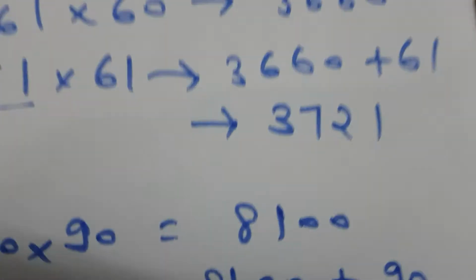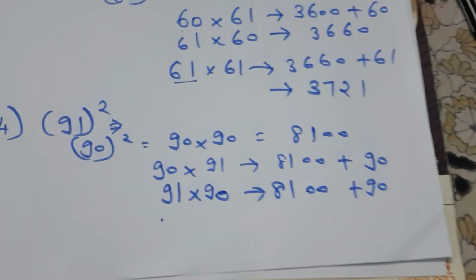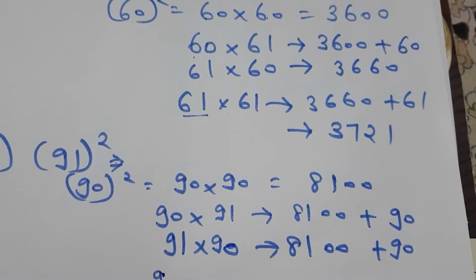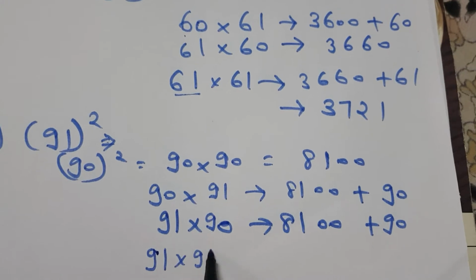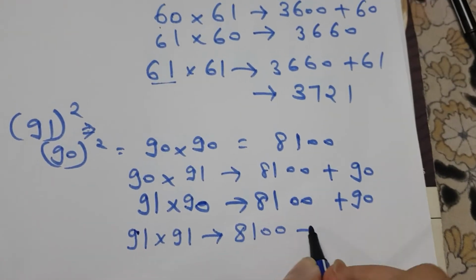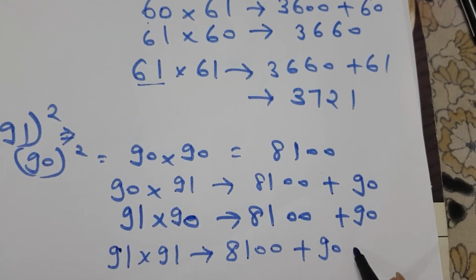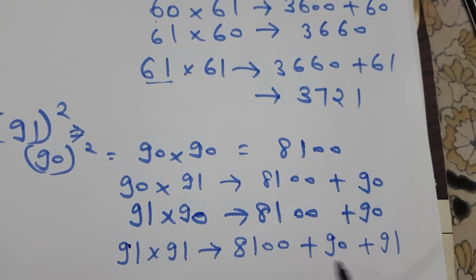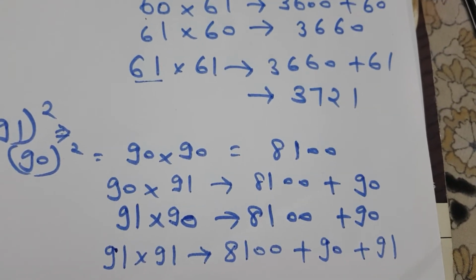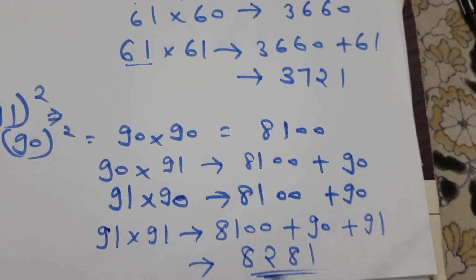If you will be adding 91 times, this will be 8100 plus 90. Since you have added 91 times, it means you have to add 91 here. So this will be 181. So you get an answer of 8281. This is the answer.